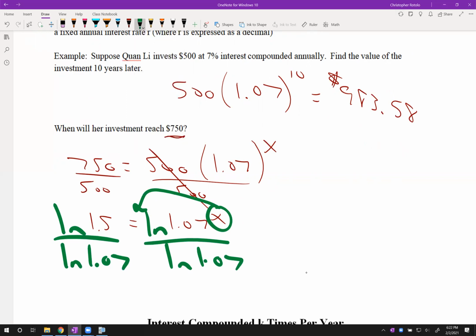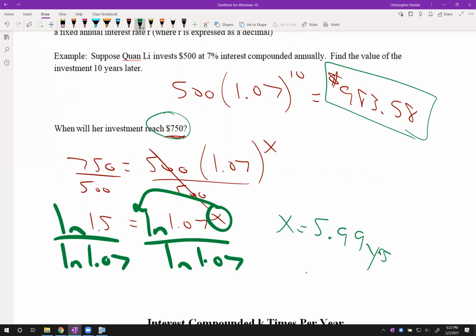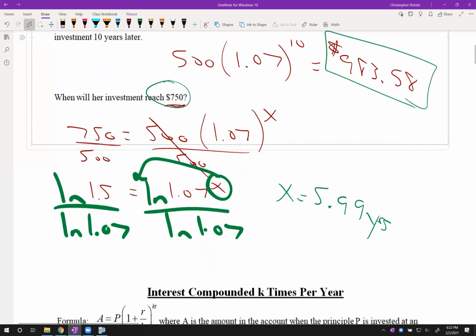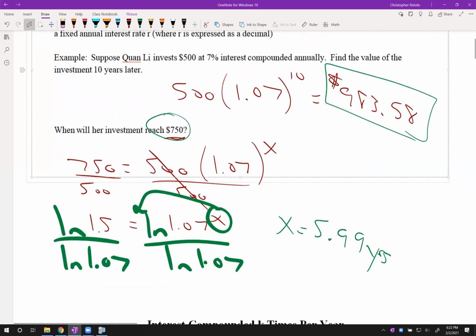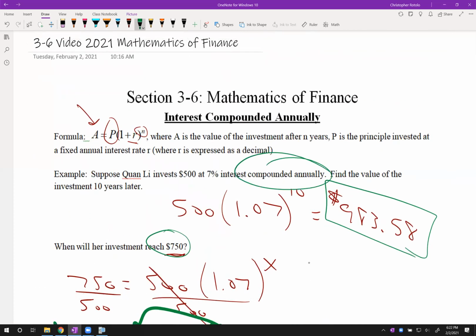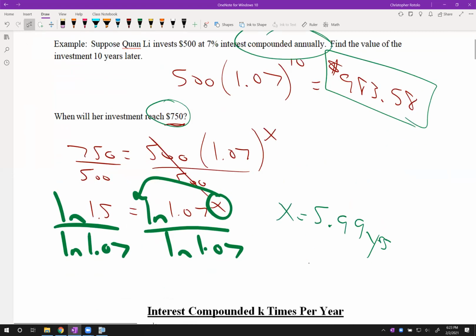So once we divide, we're going to find out that this is only going to take 5.99 years. Okay, which we kind of expected, right? Because after 10 years, it was almost $1,000. We're only trying to get 750, but that's going to be 6 years. So we're trying to set our goal there for how much time we want to leave our money invested. Okay, so that takes care of the first part. That's when it's straight up and we are compounded annually. So there's nothing extra to do.